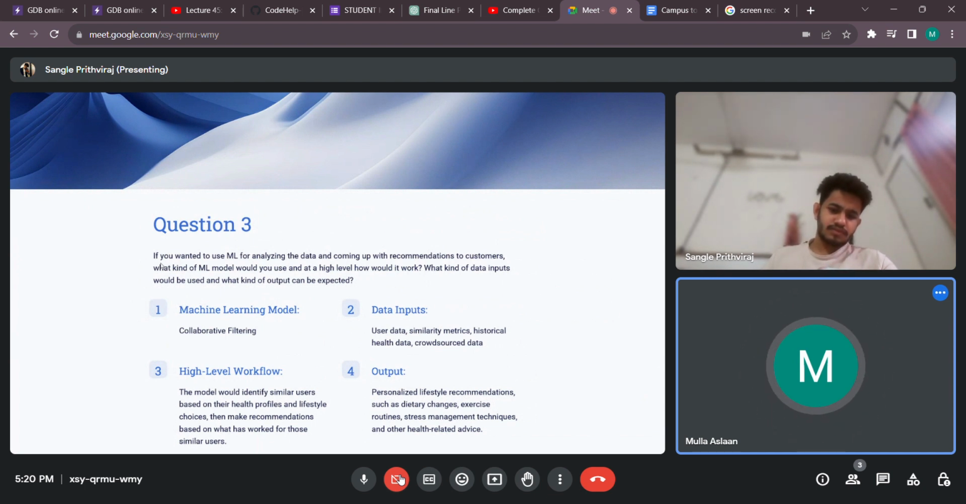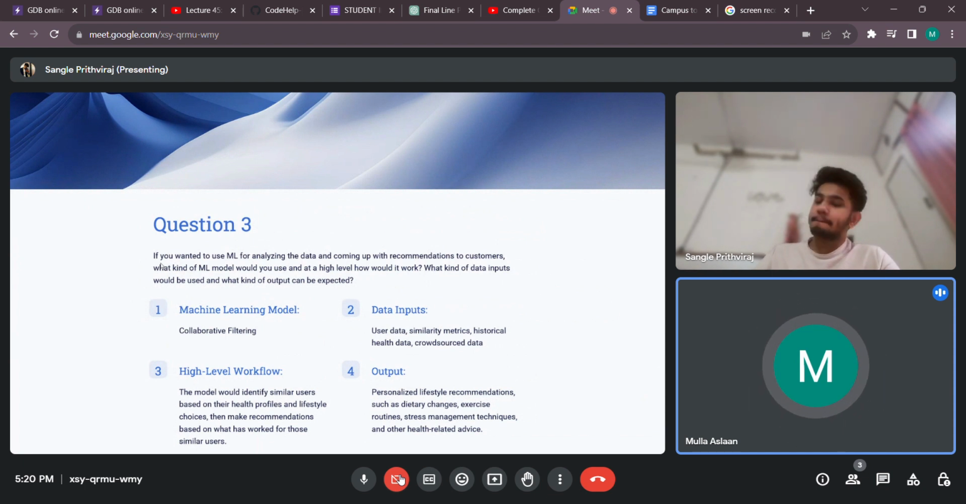As an example, let's consider a scenario. Imagine two users with similar health profiles and lifestyle choices. User A successfully incorporated dietary changes and stress management techniques for improved health. Collaborative filtering leverages these examples to provide user B with personalized recommendations tailored for their unique health journey.